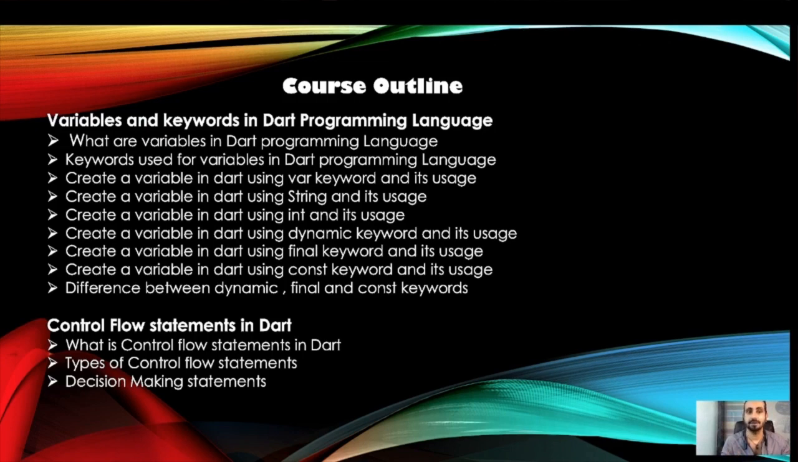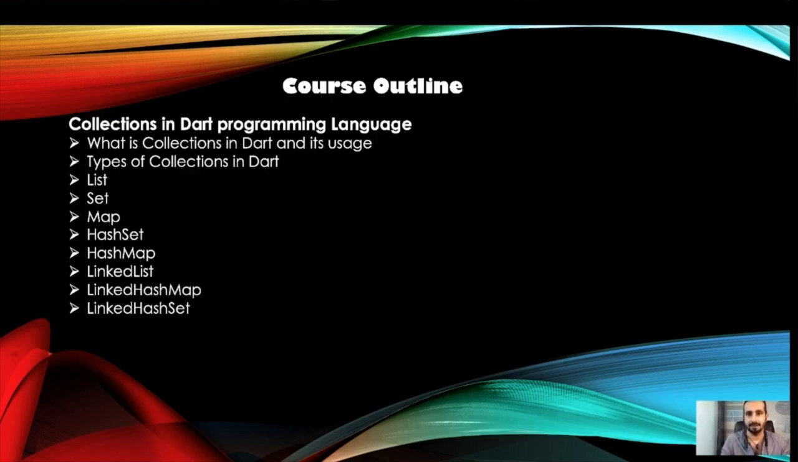We are also going to learn about control flow statements in Dart, what is control flow statements in Dart, types of control flow statements, and decision making statements. Also, very important topic in Dart or any programming language, which is collections. So we're going to learn about collections in Dart programming language, types of collections in Dart, list, set, map, hash map, linked list, linked hash map, and also linked hash set.